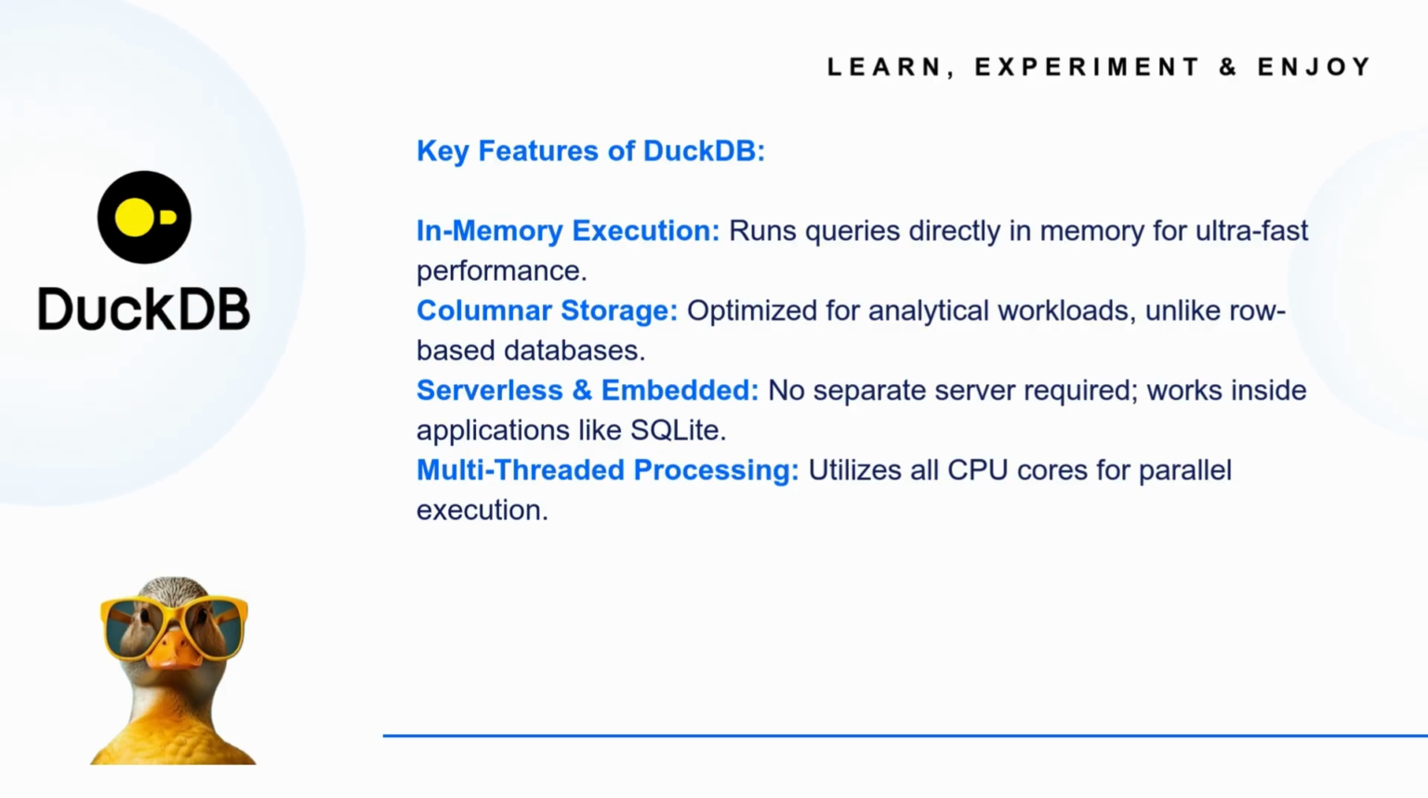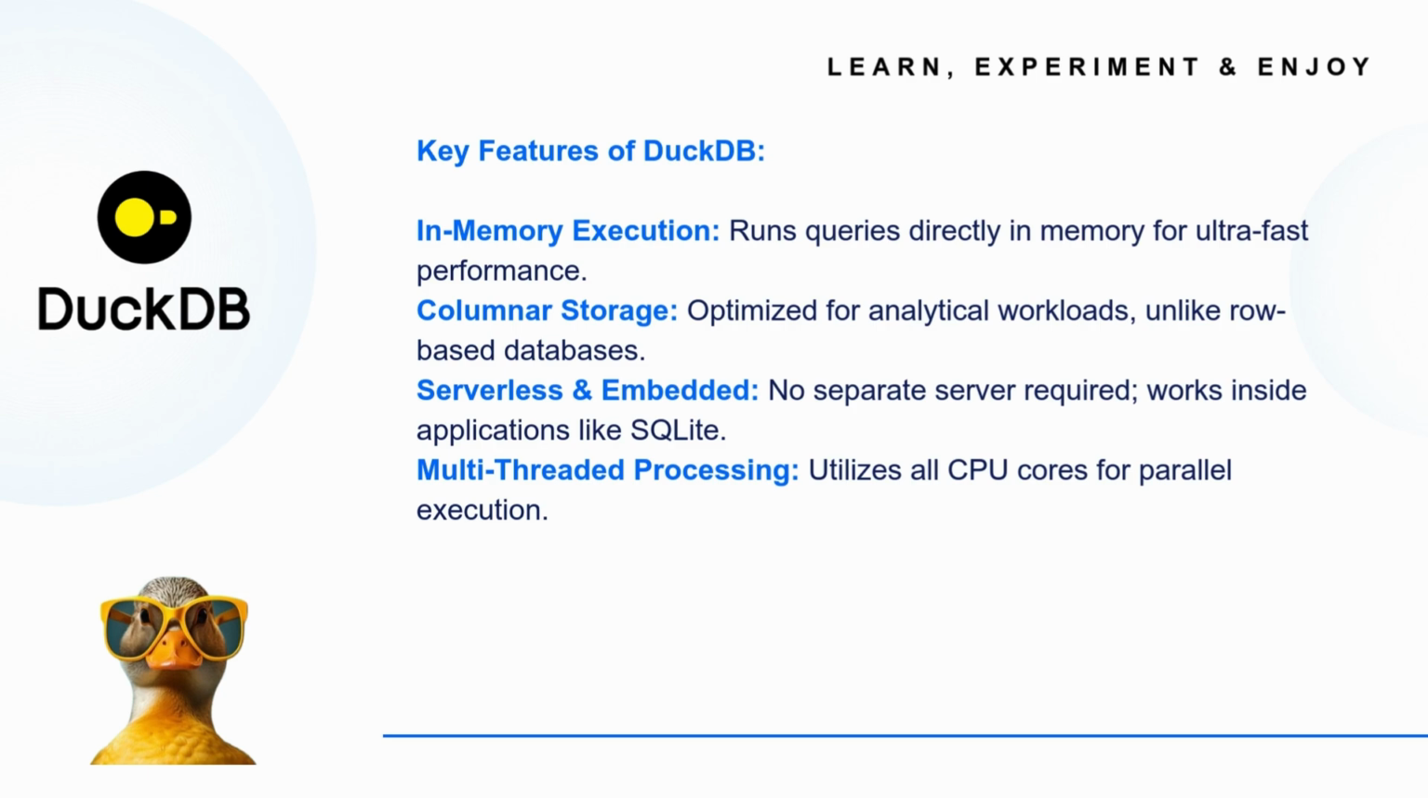Let's start by exploring what makes DuckDB special from a technical perspective. First and foremost, DuckDB uses in-memory execution. What does this mean for you? Well, it runs queries directly in memory, which delivers ultra-fast performance. When you're working with DuckDB, you'll notice how quickly it responds compared to traditional databases, especially for analytical queries. This makes a huge difference when you're exploring data and need quick insights.